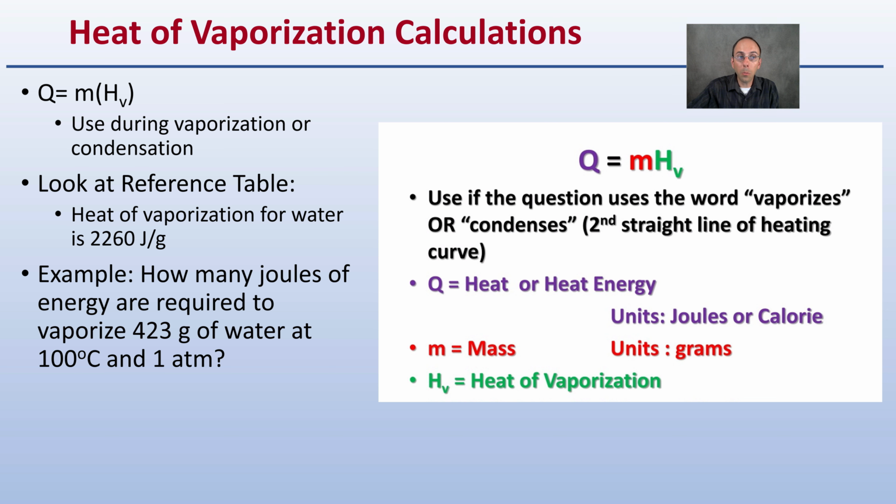Now looking at heat of vaporization, again, Q equals M times H subscript V. This is during the vaporization or condensation process. Here, the reference table for water, we're using a different reference value because we're looking at the vaporization number, which would be 2,260 joules per gram. So we get an example: how many joules of energy are required to vaporize 423 grams of water at 100 degrees Celsius at 1 atmosphere. In this case, I'm giving you the pressure here just to ensure we're at sea level, essentially.